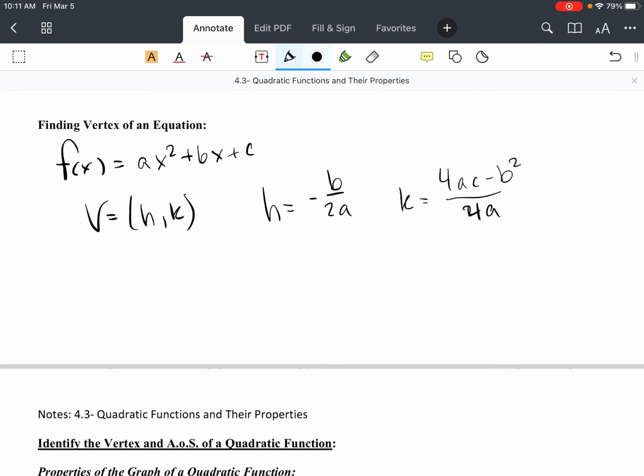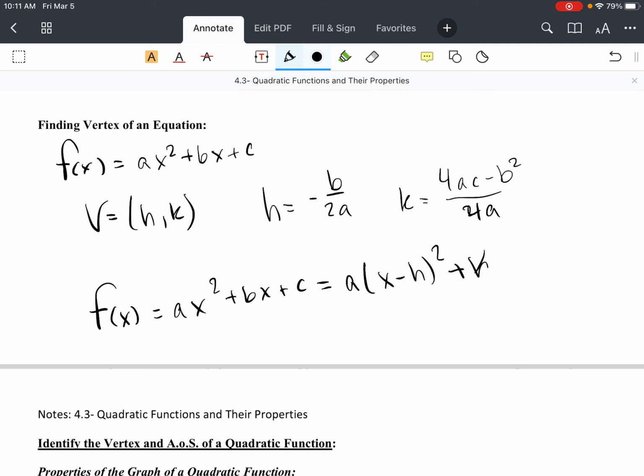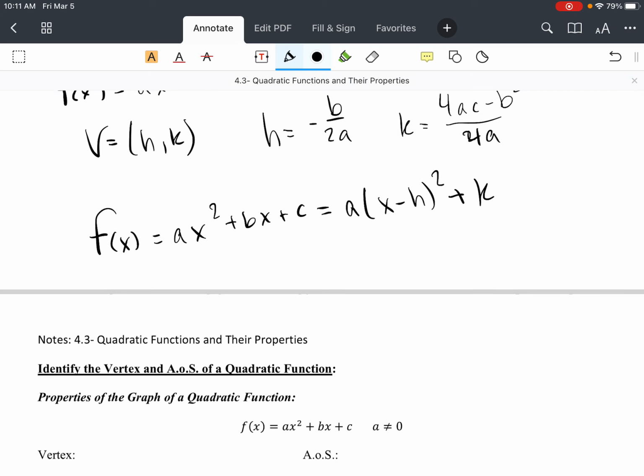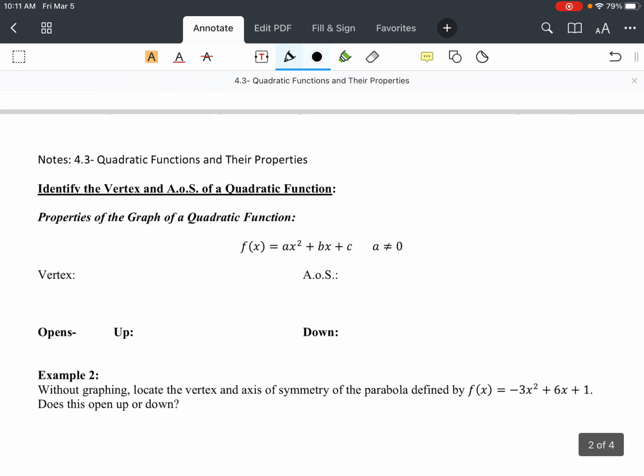You can also complete the square more quickly. If our function is a quadratic, we can turn this into vertex form by simply writing f(x) = a(x - h)² + k. In order to do this, you are going to need to figure out what h and k are, but if you're not comfortable with completing the square, this is a fair bit quicker method.